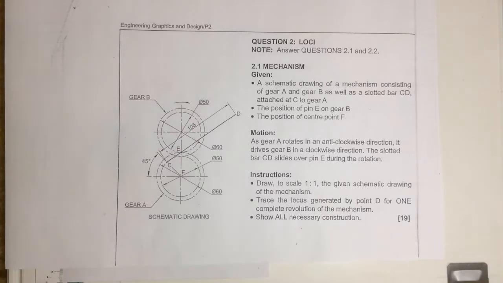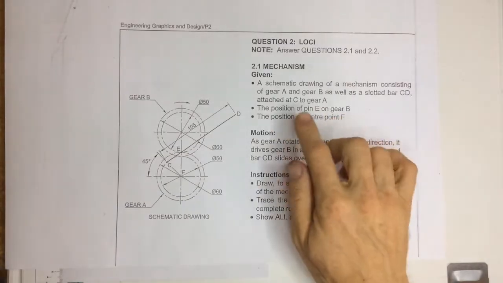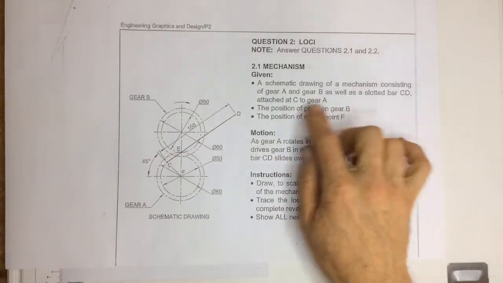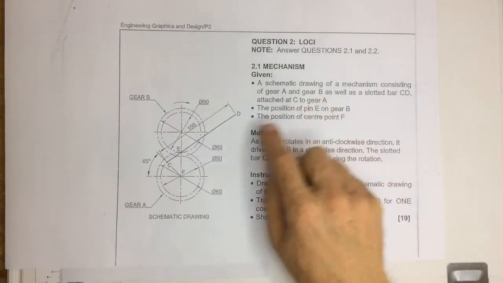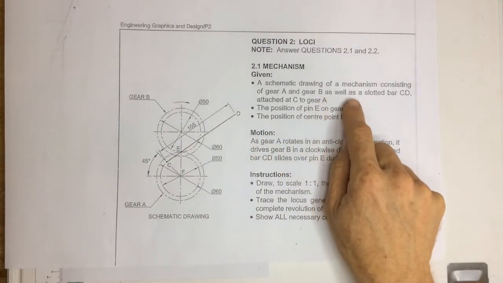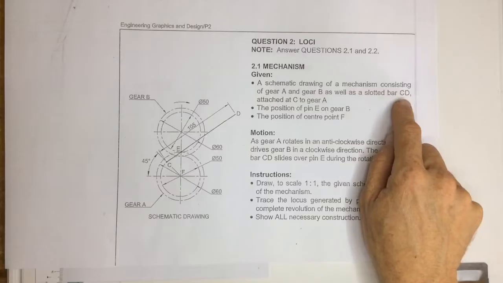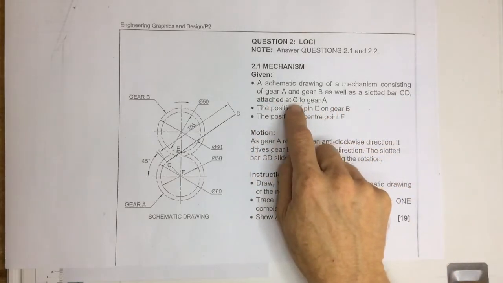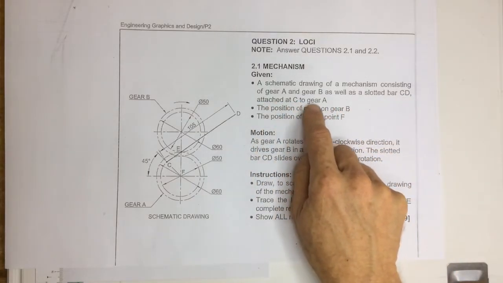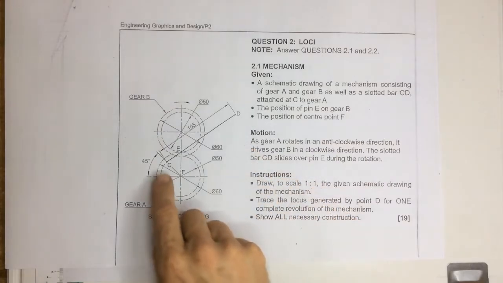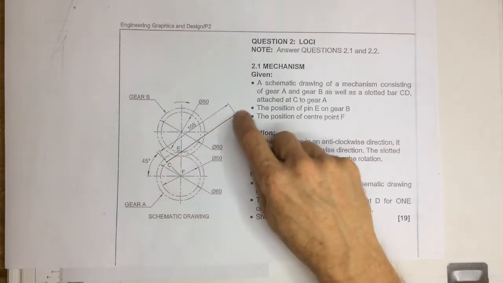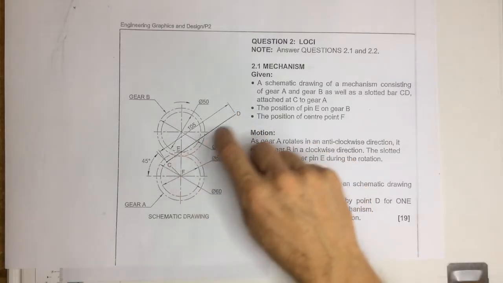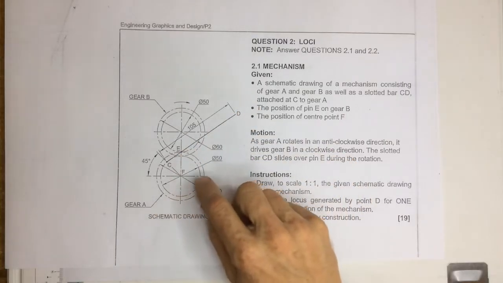Alright, what we're going to do here is look at this mechanism over here. Let's have a look at the question. It says a schematic drawing of the mechanism consisting of gear A, that's this gear over here, as well as gear B, as well as a slotted bar CD attached to C, which is on gear A. So there's point C on gear A. I've got a slotted bar. There's a slot that runs inside that bar.